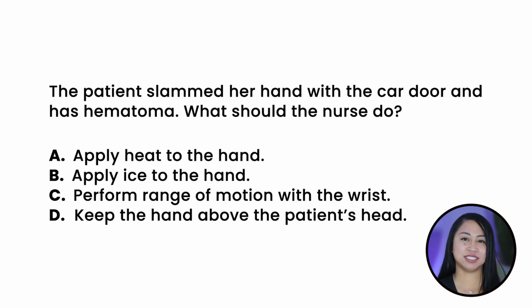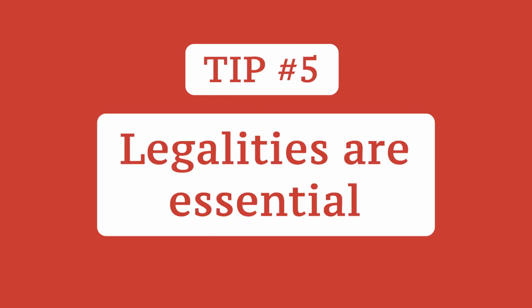Well, take a look at the scenario. She slammed her hand. So if you apply heat to the hand, then the blood vessels will dilate and elicit further bleeding. Applying ice to the hand would constrict the blood vessels. The answer is B. Tip number 5.